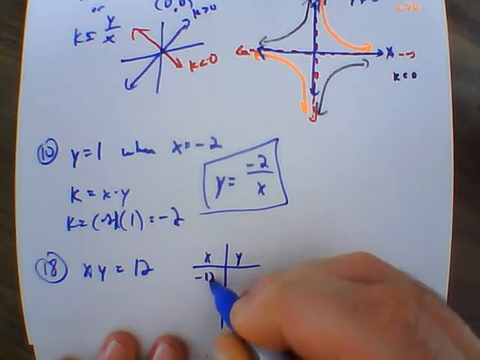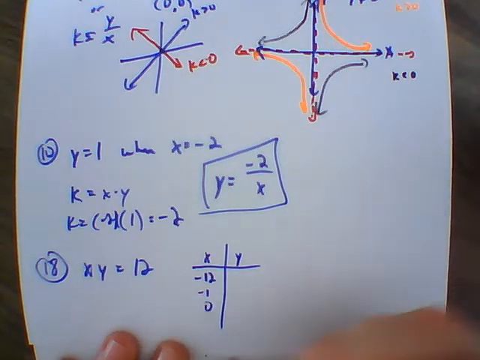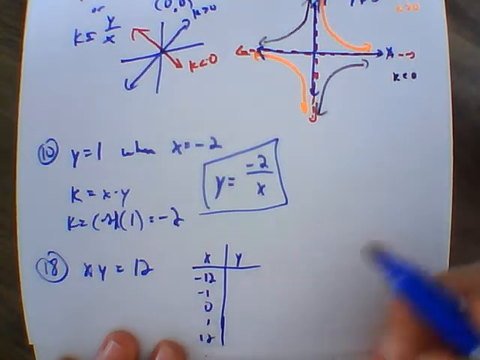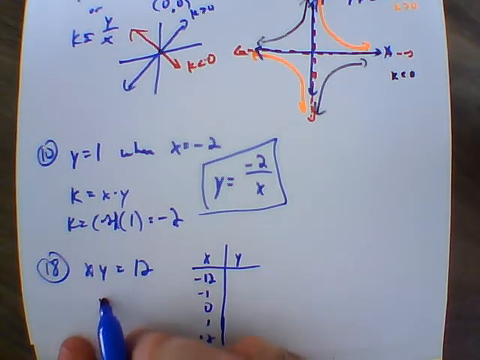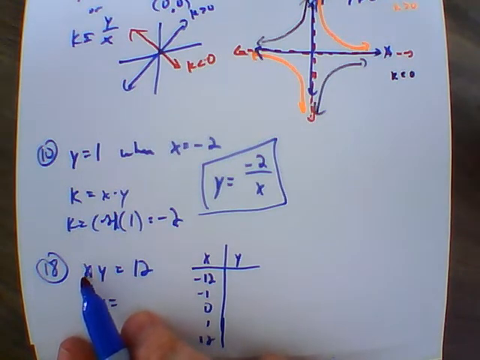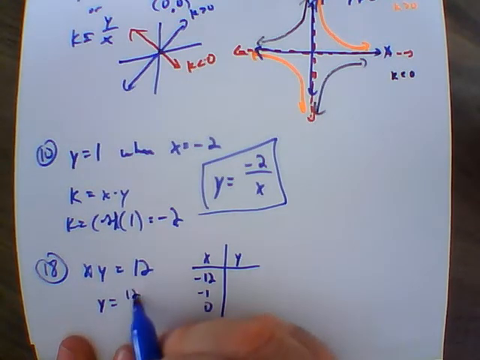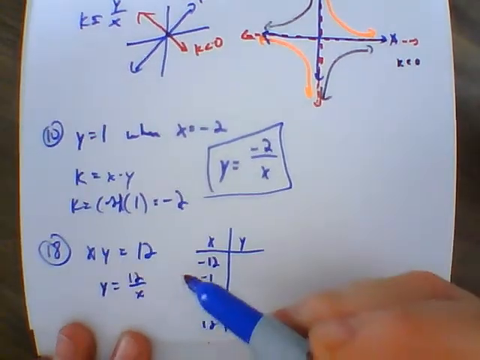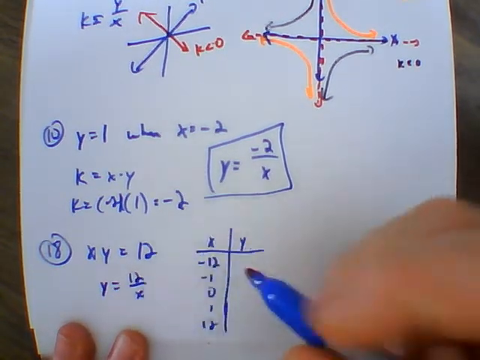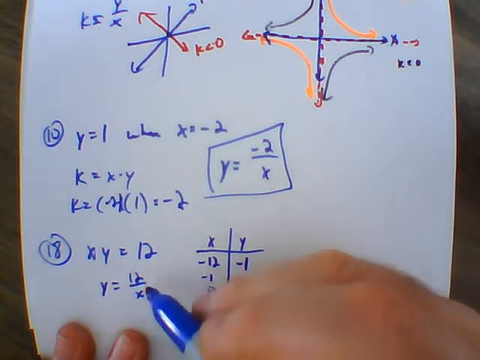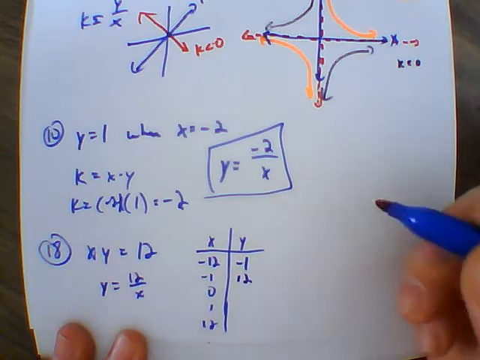I'm going to go negative 12, negative 1, 0, 1, and 12. Okay, so if I plug this in here, I'm going to first solve this for y. If I have x times y and I want to solve for y, I divide by x, so I get y equals 12 divided by x. Now I can easily substitute in and find my y value. 12 divided by negative 12 is negative 1. 12 divided by negative 1 is negative 12.